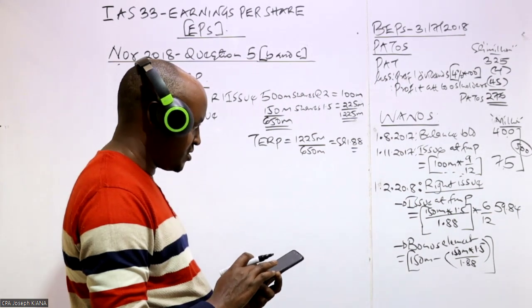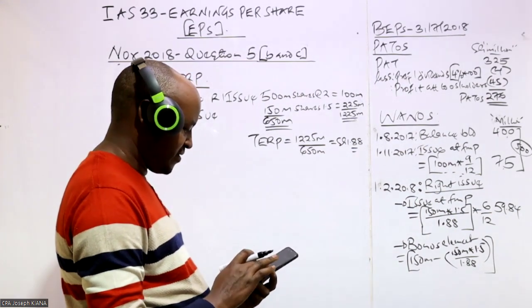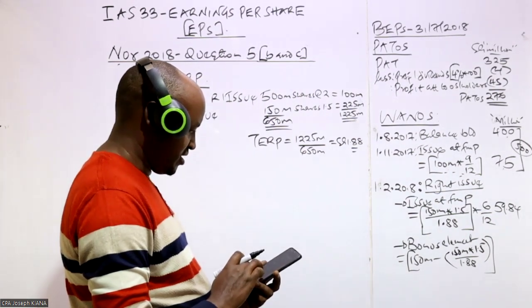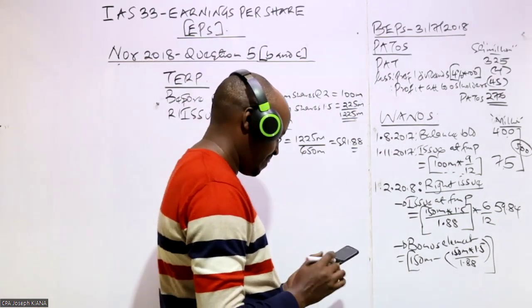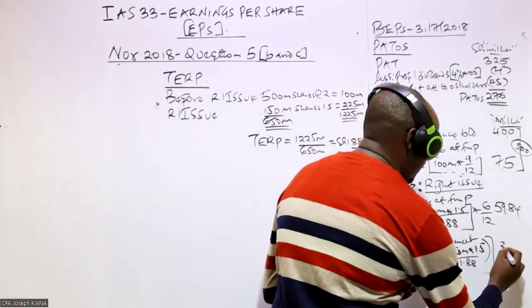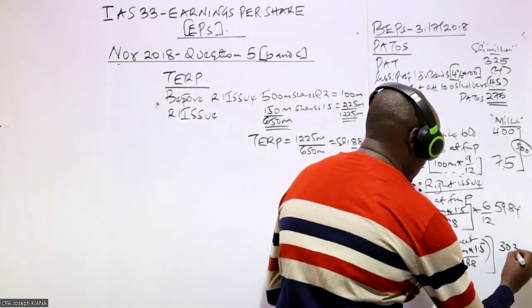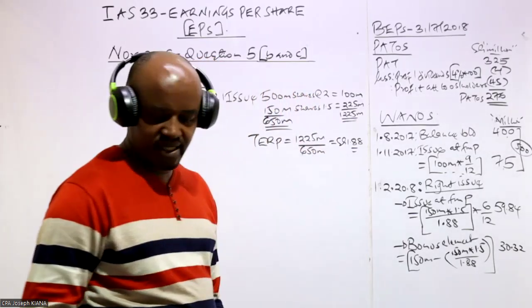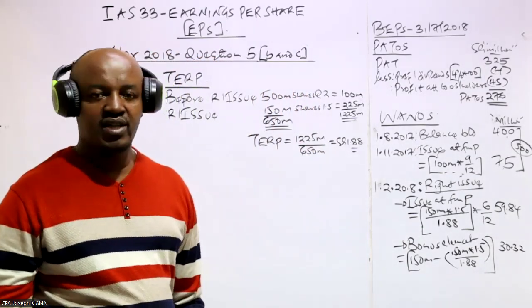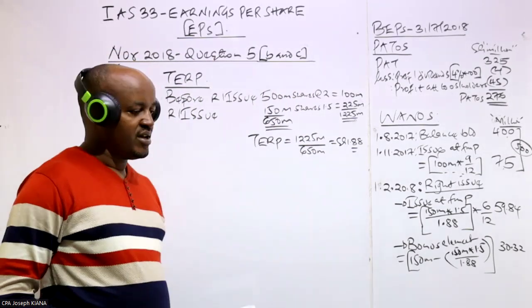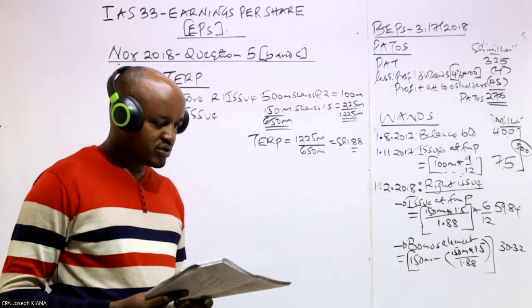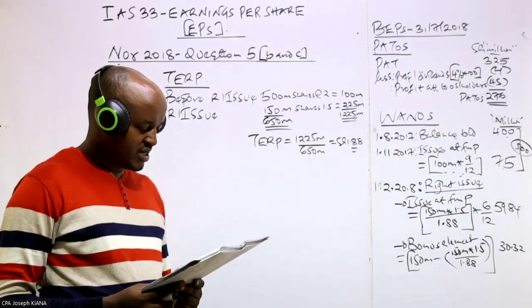150 times 1.5 divided by 1.88, then deduct that from 150, which will give us 30.32. So basically that's how we deal with the rights issue. These are very common concepts in all questions for earnings per share. Therefore, it is important for you to be able to deal with that rights issue.